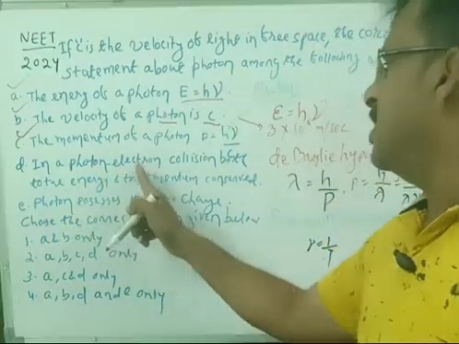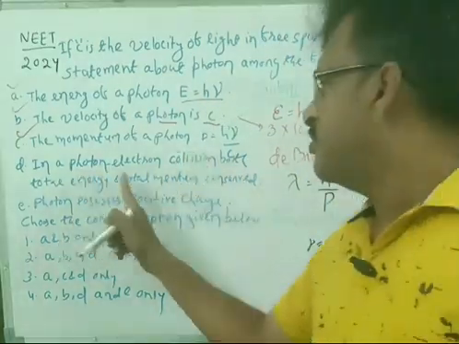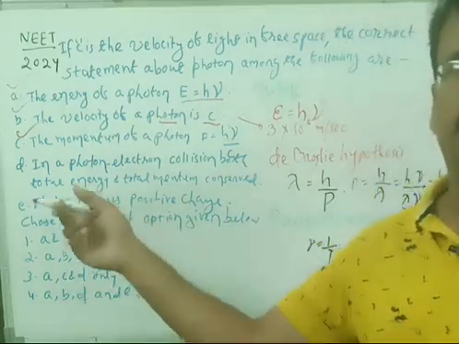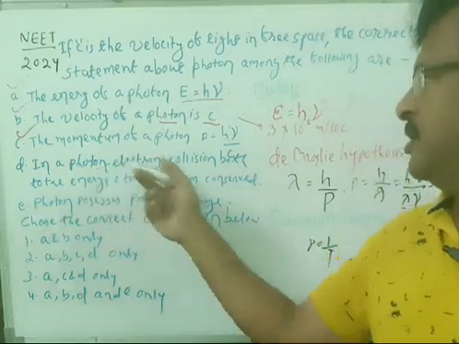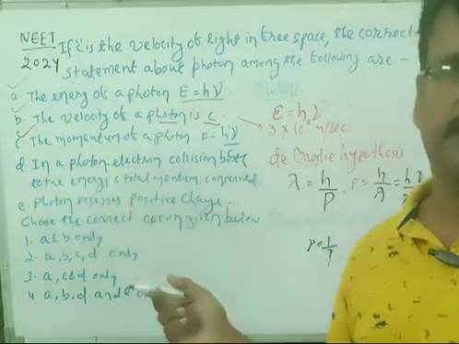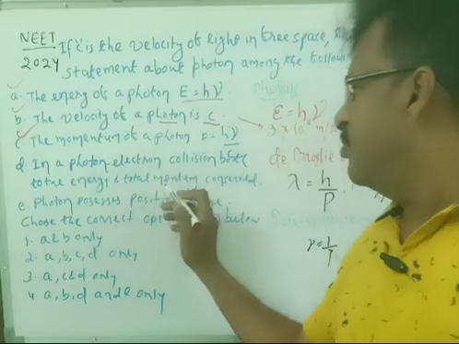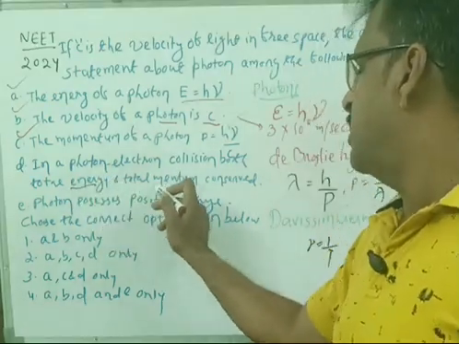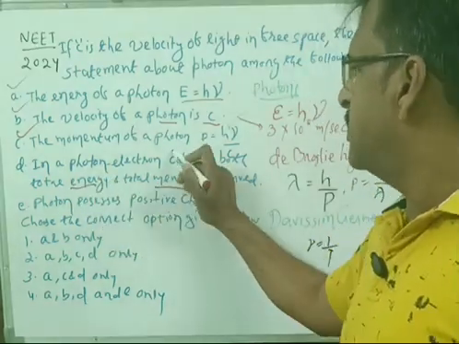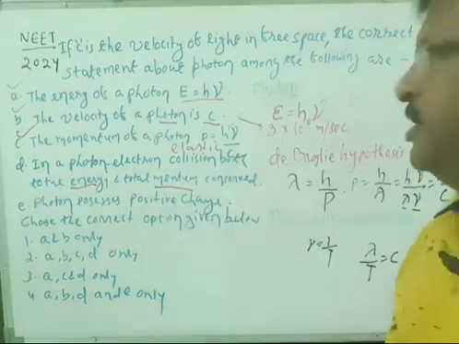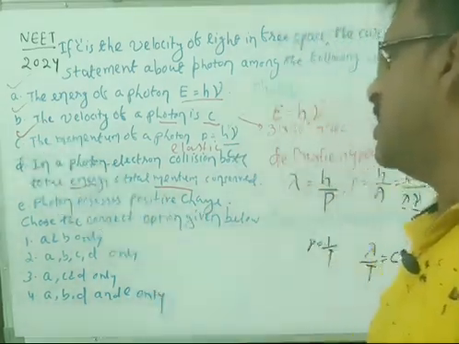And in a photon-electron collision, both total energy and total momentum are conserved, student, because the scattering or collision of photon and electron, we know, is elastic in nature. So both total energy and total momentum are conserved as the collision between them is elastic. So option D is also correct, student.